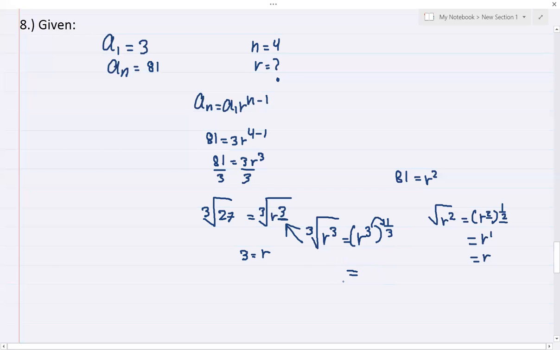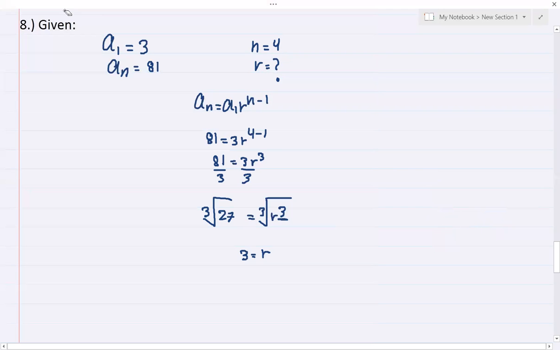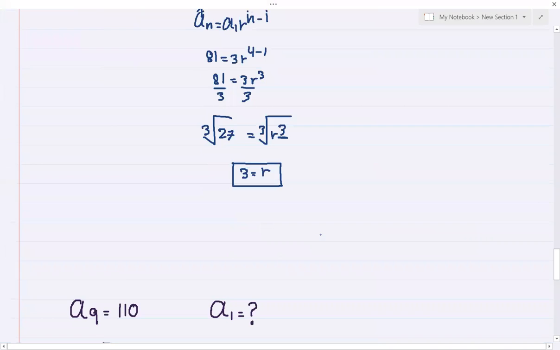Okay? That is why if you're going to find your r only and you have r cubed, you're going to cube root both sides. Okay? So that's it. So the answer here is 3. Your common ratio here is 3. All right? So we're good to go.